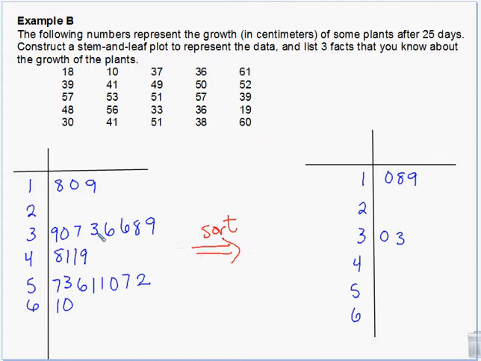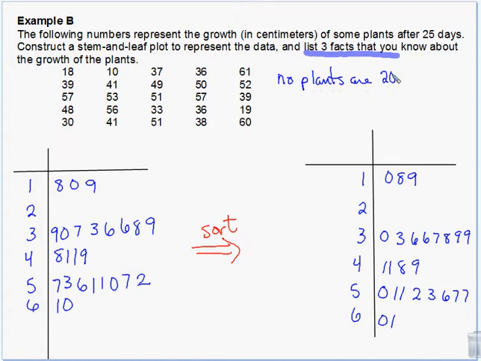So I had a 0, a 3, 2 6s, 7 and 8 and 2 9s, 2 1s, an 8 and a 9, 0, 1, 1, 2, 3, 6, 7, 7, and 0 and 1. Okay, and now we want to list 3 facts. Just from looking at this right now, I can tell you no plants are in the 20 centimeter range, right off the bat. I can tell you that most plants here, we've got 1 through 8, 1 through 8. Most plants are in the 30 or 50 centimeter ranges.